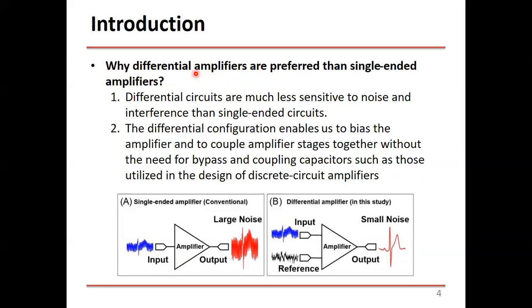So why do we prefer having two inputs rather than one input? The two-input amplifier is the differential amplifier. And even with the differential amplifier, you can have not only two inputs but also two outputs. The single-ended amplifier has one terminal in the input and one terminal in the output only. So why do we prefer the differential amplifier over the single-ended amplifier?